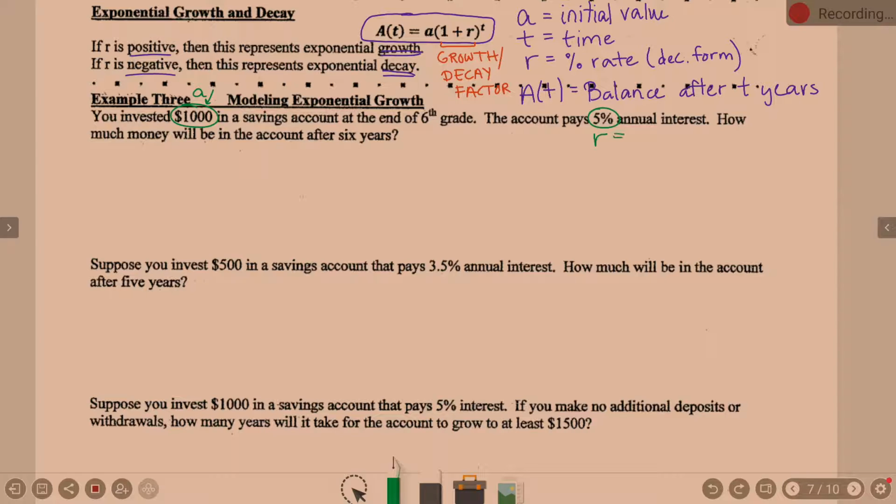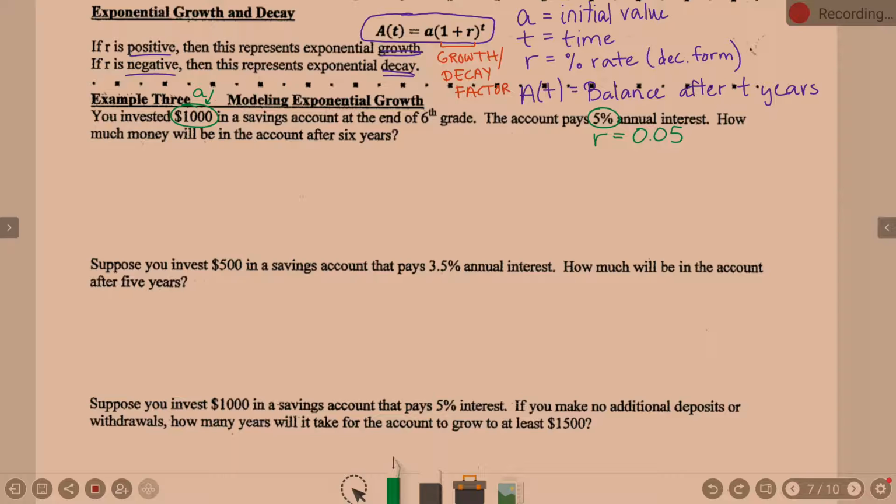Now, what form of 5% do I use? Okay. We need the decimal form, which says we move our decimal 2 places left, or divide by 100. And so we move it 2 places left, it is 0.05.